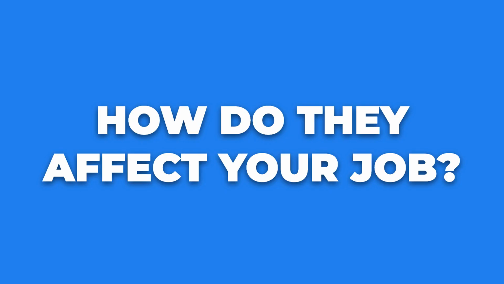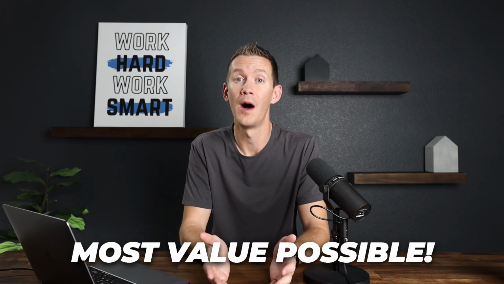All right, so now we've talked about what these two types of value are and how they differ from each other. The real important question is, how do they affect your job as a real estate agent? Your job as a real estate agent is to get your clients the most value possible, right? If you're representing a seller, you're likely trying to help them maximize the value that they sell their property for. And if you're helping a buyer, you're most likely trying to help them minimize the amount that they're having to offer to get that property under contract.